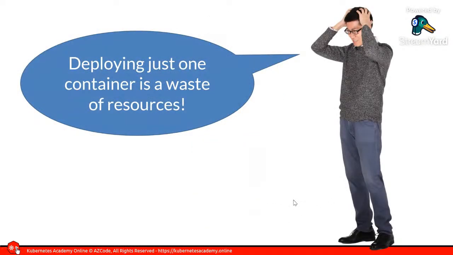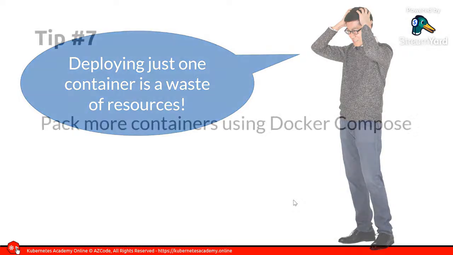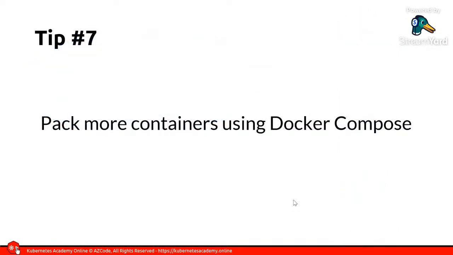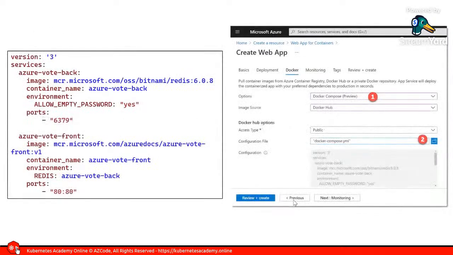Deploying just one container is a waste of resource. Well, you can pack more containers in your app service or web app for container using Docker Compose. So what's Docker Compose? There's a Docker Compose file on the left of the screen, and basically it's a YAML file that lists all the containers that you want to run at the same time.